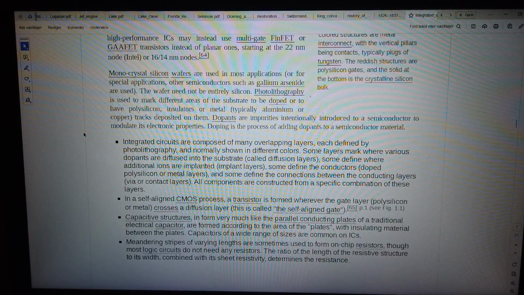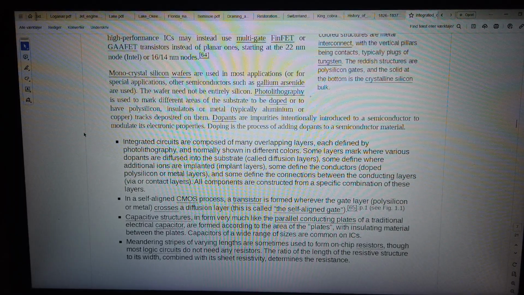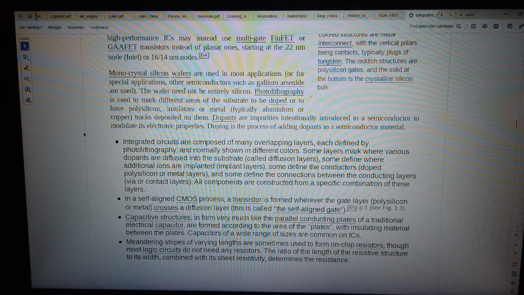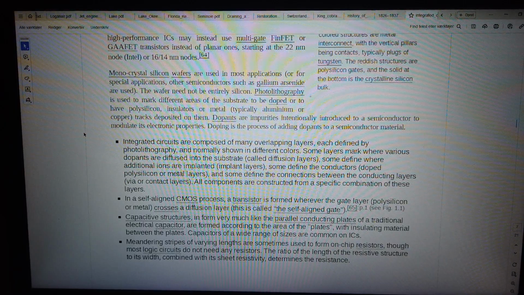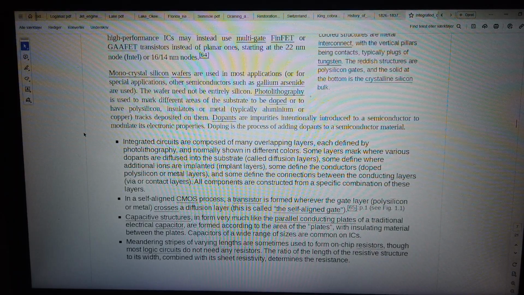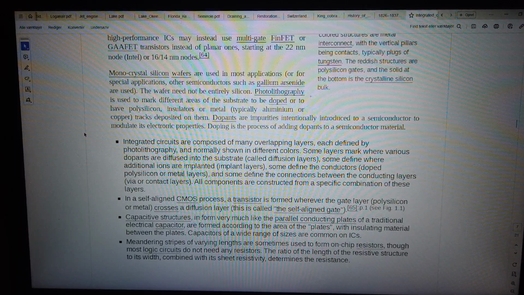Some layers mark where various dopants are diffused into the substrate, called diffusion layers. Some define where additional ions are implanted, implant layers. Some define the conductors, doped polysilicon or metal layers, and some define the connections between the conducting layers, via or contact layers. All components are constructed from a specific combination of these layers.